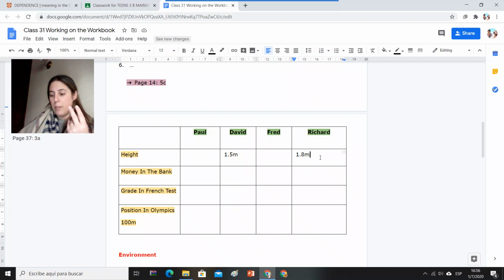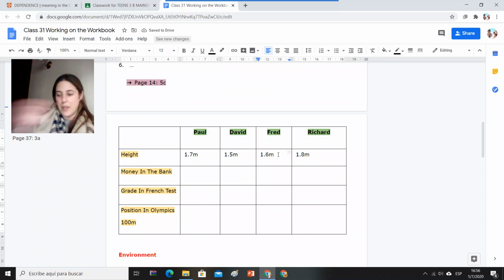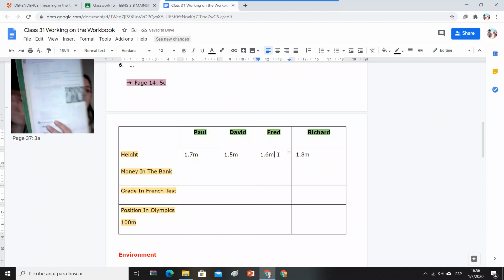1.6, 1.7. Y si yo digo que Paul is taller than Fred, taller, ¿quién va a medir 1.7? 1.7, Paul. And 1.6, Fred. ¿Ok? Tienen que leer todas las oraciones, 1 and 3 ya están hechas. ¿Sí? En este ejemplo del video.